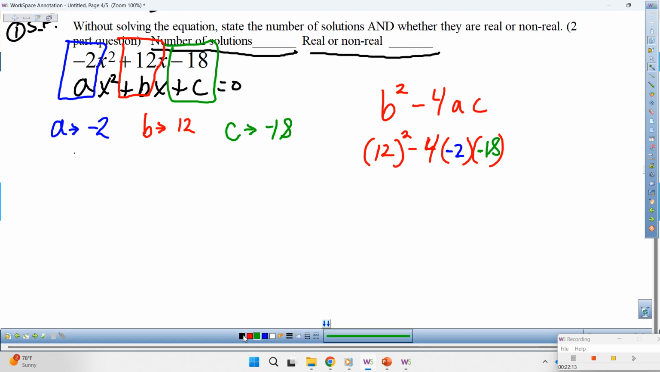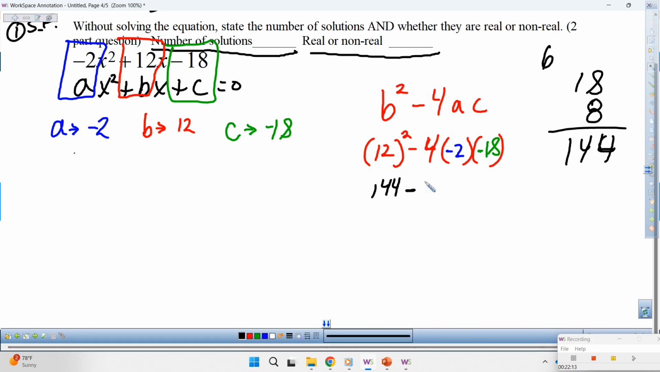All right, so what is 12 squared, everyone? 144. Okay, so then we got negative 4 times negative 2, that's positive 8, times a negative. We're going to end up with a negative, so we need to multiply 8 times 18. 8 times 8 is 64, carry 6, 8 plus 6 is 14, so that's 144. So what is 144 minus 144? 0.